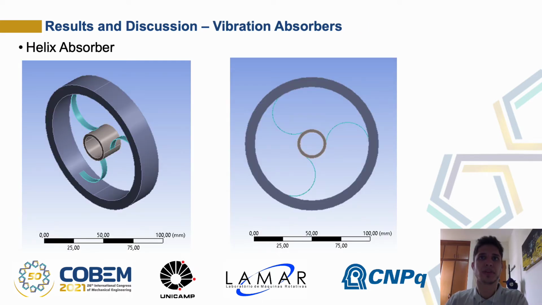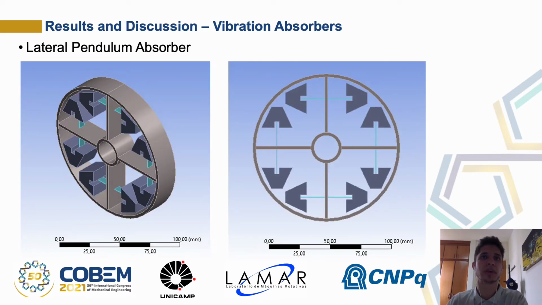Several geometries of absorbers have been studied via modal analysis using ANSYS, and 3 concepts were selected for presenting natural frequency closer to the second critical speed of the rotor. Modal analyses were performed with the inner diameter of the absorber bar constrained as a fixed displacement, since it would be attached to the rotor. This is the first concept selected, named helix absorber, due to its helix-shaped blades which act as springs.